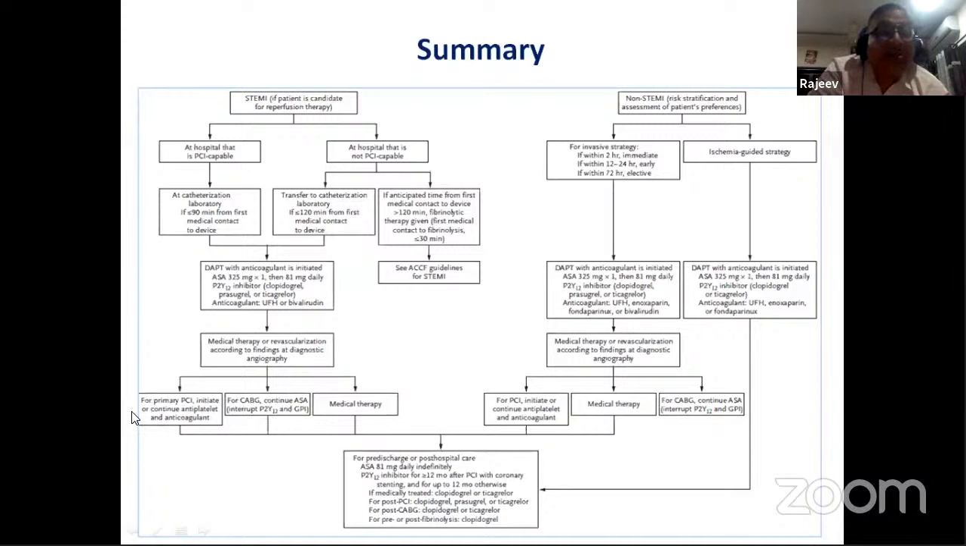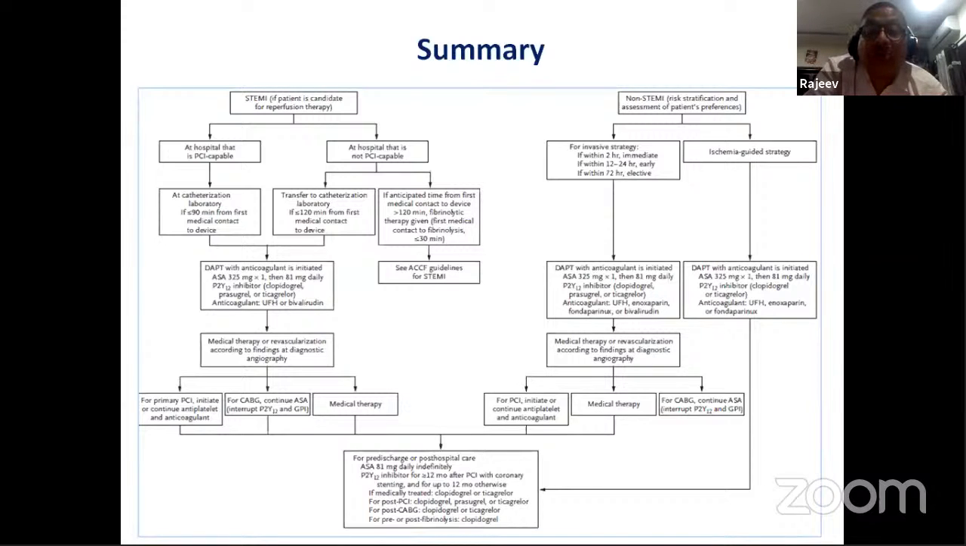For primary PCI, continue antiplatelet drugs for at least 12 months unless there is contraindication or high risk of bleeding. For non-ST elevation, directly go for invasive strategy, no role of thrombolytic, and it should be ischemia driven. Dual antiplatelets are to be given. Prasugrel should be given only after knowing the coronary anatomy.